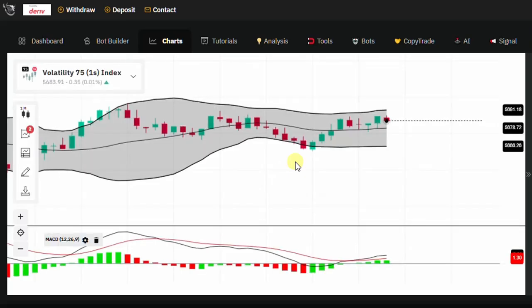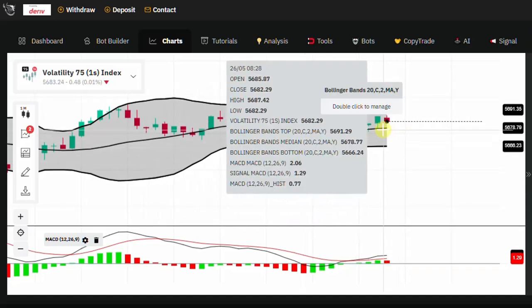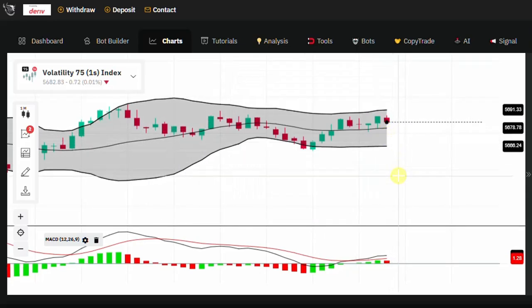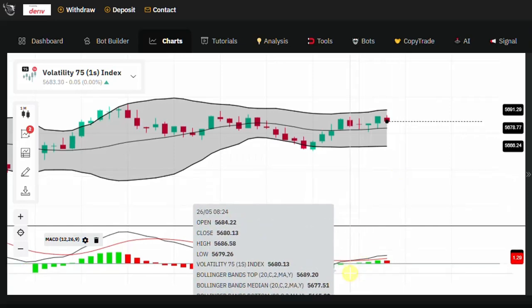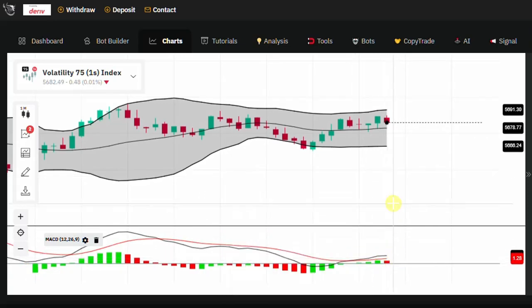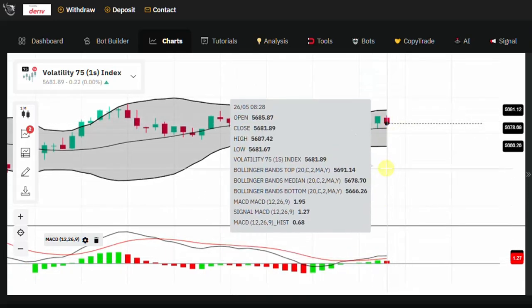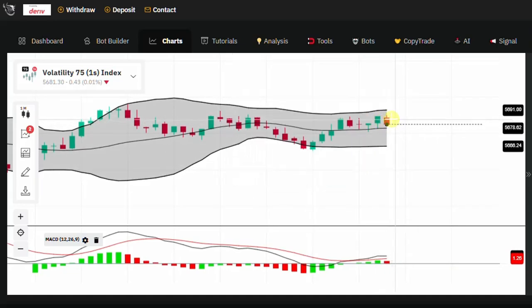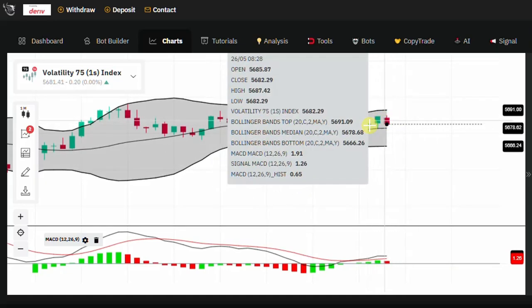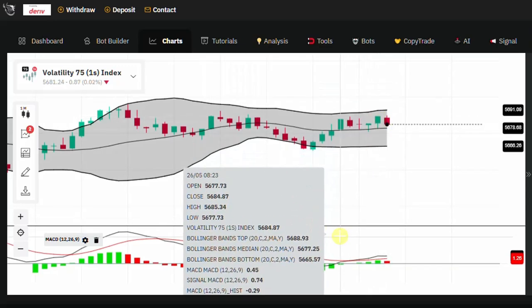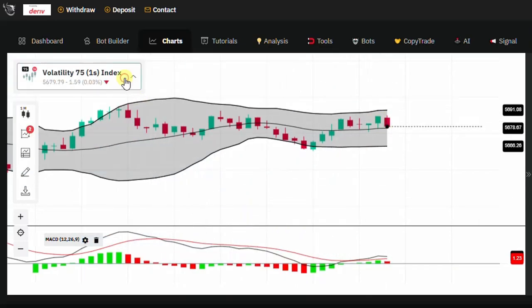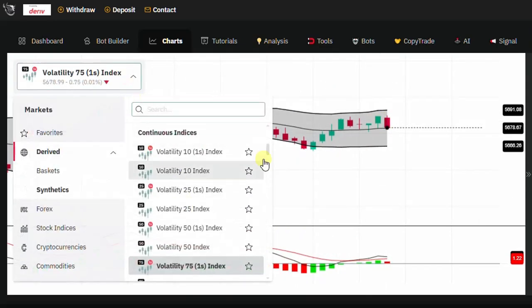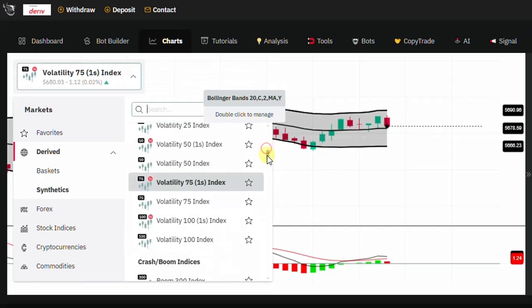For example, here you can see the candlesticks are above the middle Bollinger Band. That means that the market is rising. There was a crossover here and you can clearly see that despite you seeing the red candlestick, this market is still on the buyer's side, on the rising side. So let's go back to our volatility 100 because there almost was a crossover there, and see what is happening.